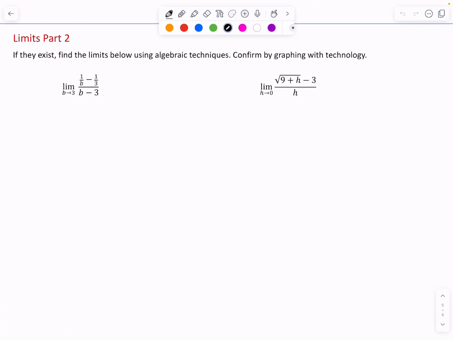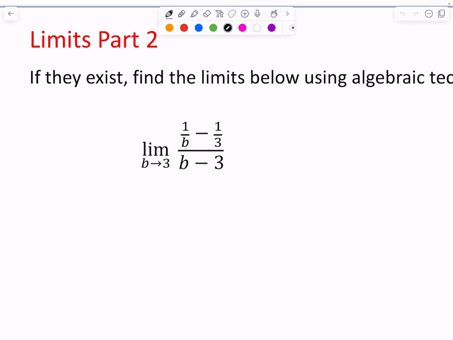If they exist, find the limits below using algebraic techniques. Confirm by graphing with technology. In this first case, b is the input variable, and this is no longer a rational function because this term right here can be rewritten as b to the -1, and -1 is not a whole number. So technically we're not looking at what's called a rational function.